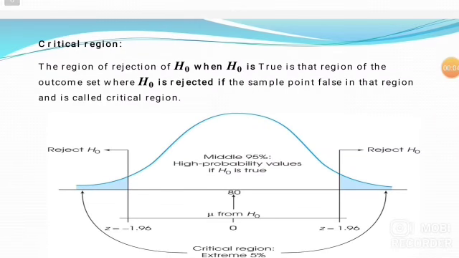What is the critical region? The region of rejection of H0 when H0 is true is that region of the outcome set where H0 is rejected if the sample point falls in that region, and it is called the critical region.